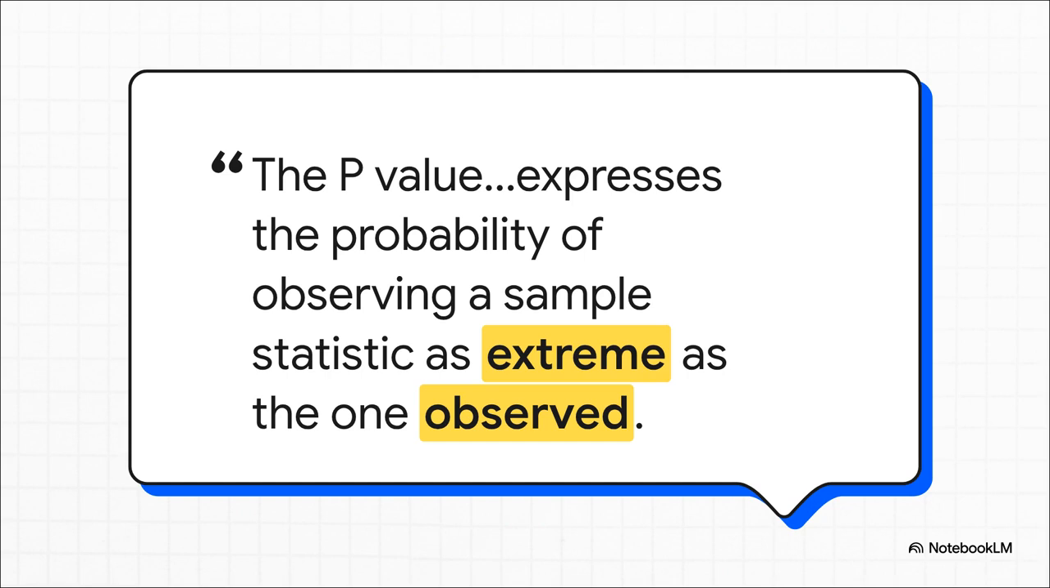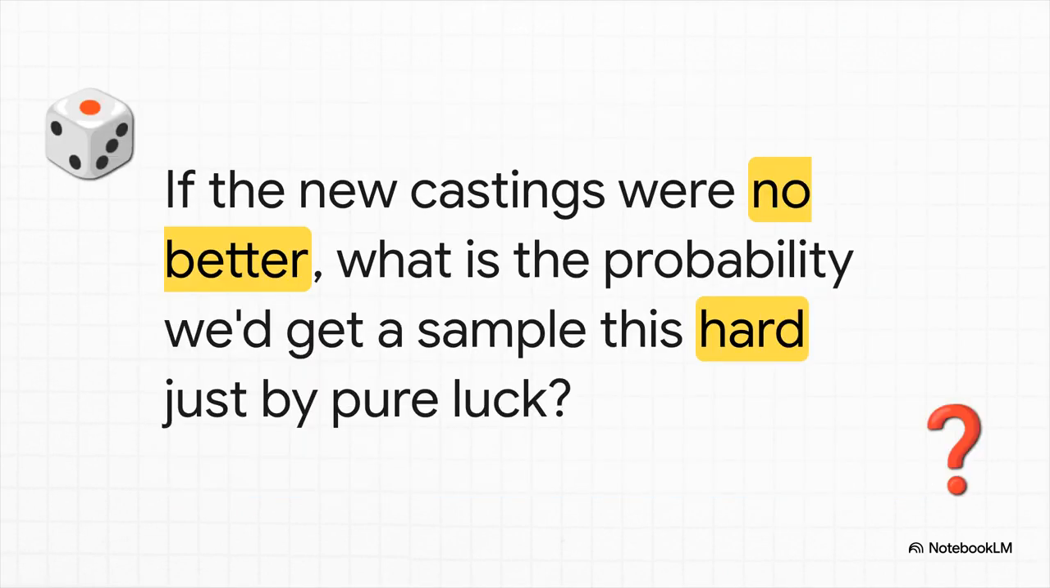Okay, this is where the p-value comes in. Now, the official definition can sound a little academic. The probability of observing a sample statistic as extreme as... Yeah, but stick with me because what it's doing is actually super intuitive once you translate it. Here it is in plain English. The p-value asks, let's assume for a second the new castings are not actually better. What are the chances we would get a result this good just by dumb luck? A really, really low p-value means, whoa, this result is super surprising. It's very unlikely it was just luck.